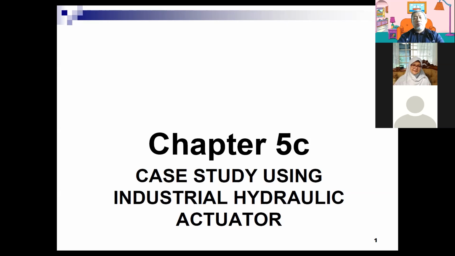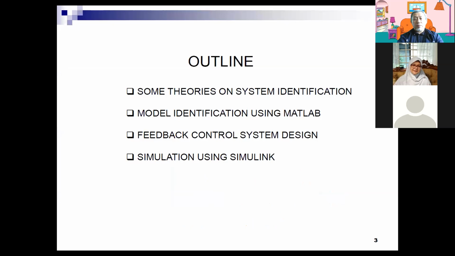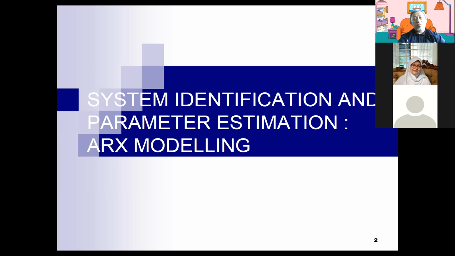Okay, so we are going to see chapter 5C, another case study, which is on an industrial hydraulic actuator with the real data from the experiment, taken by the research student. The model that we are going to use is the ARX modeling, as we learned before in chapter 3.